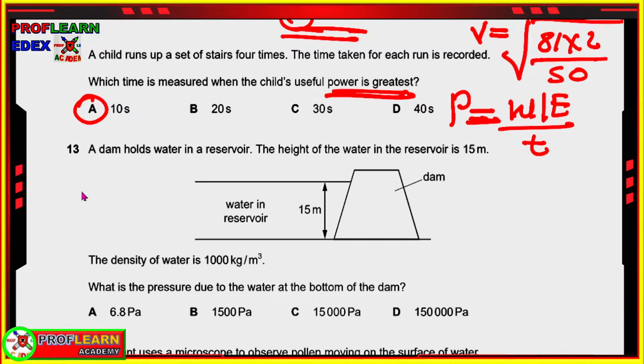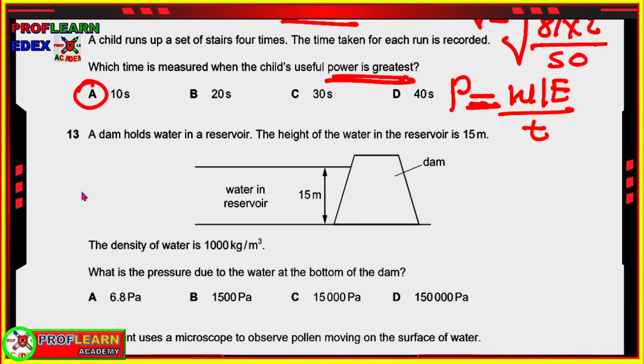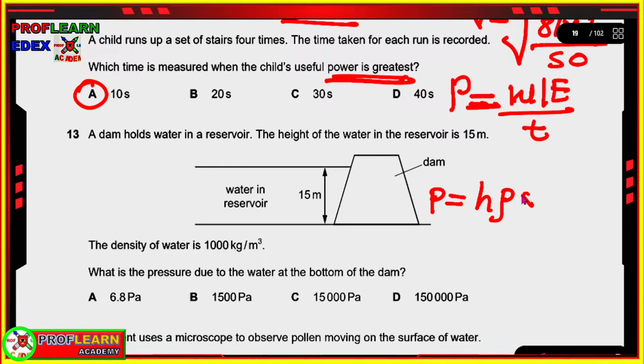The dam holds water in a reservoir. The height of the water in the reservoir is 15 meters. Given the density of water, what's the pressure due to the water? We know pressure is equal to height times density times gravity, and that is going to be 15 times the density, which is 1000, times gravity, and we can use gravity as 10.